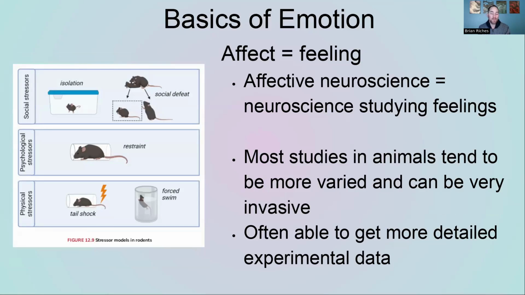We can make them fear that they're going to be drowned. We can isolate them socially. We can strap them up by their tail to the roof of a cage. There's a lot of things that we do to induce emotions.